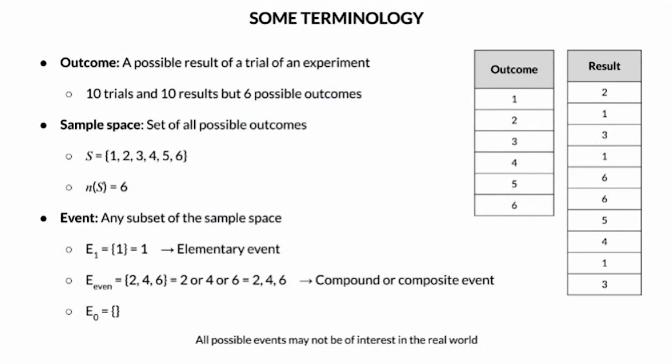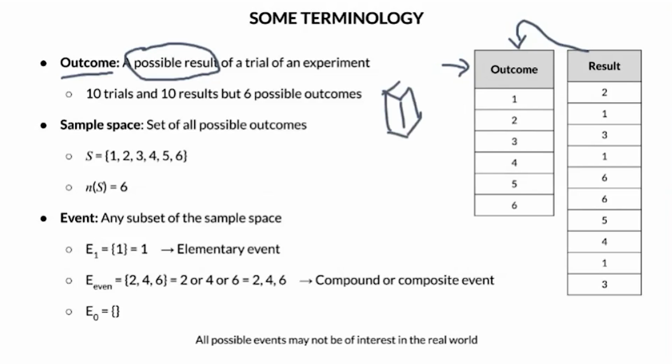Now, some terms on top of that. What is an outcome as opposed to a trial? An outcome is essentially a possible result. So you're converting this list of results into a set. If you're talking about rolling the die, there are only 6 possible results: 1, 2, 3, 4, 5, 6. This is what we know as outcomes. So here in this experiment, I have 10 trials, I have 10 results, but I have only 6 possible outcomes.